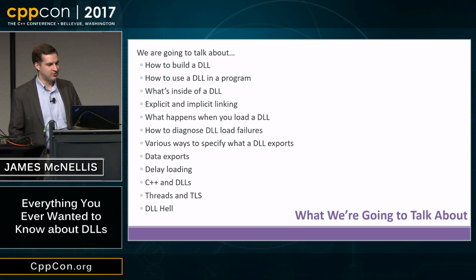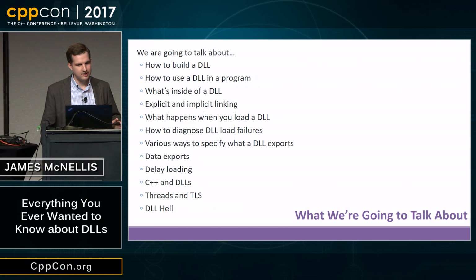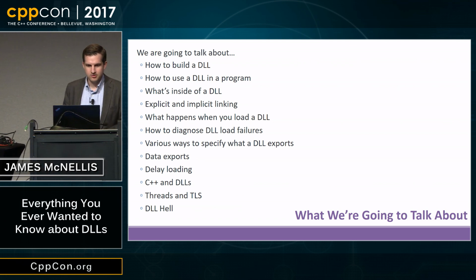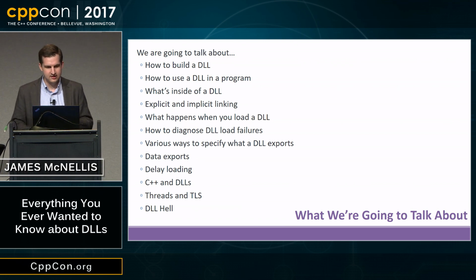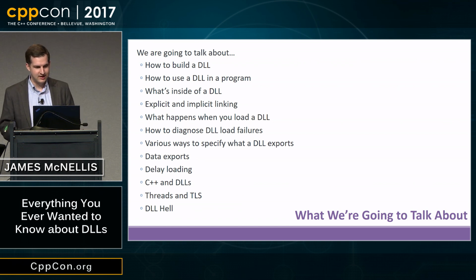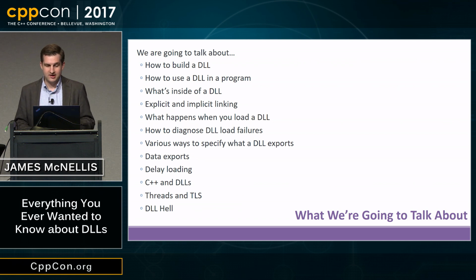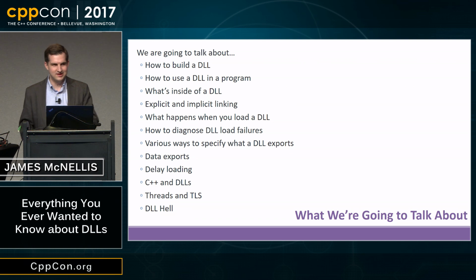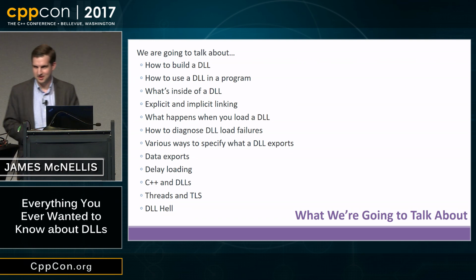So we've got a lot of things that I'd like to talk about here. Some of the things toward the end we may cut depending on time. We'll have to see. So we're going to start by looking at how you build a DLL, how to use a DLL in a program, and what's inside of a DLL. We'll look at explicit and implicit linking, what happens when you load a DLL, how to diagnose DLL load failures, and various ways to specify what a DLL exports. We'll look at data exports, delay loading, C++ threads, and then DLL hell. And then maybe there will be time for questions.